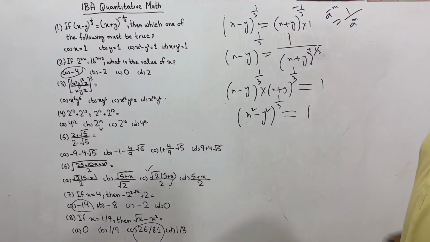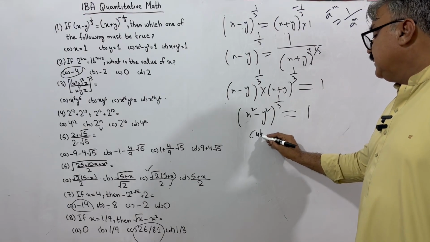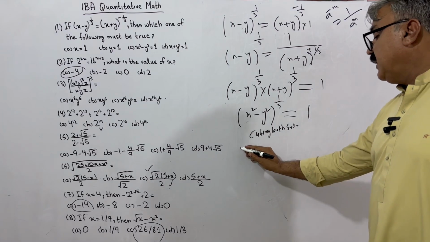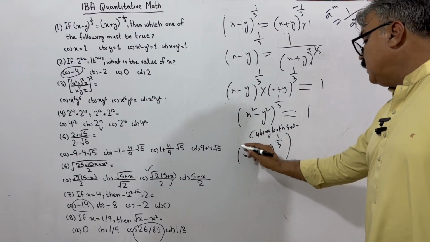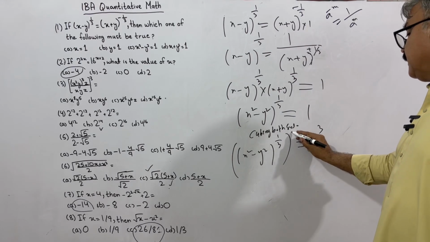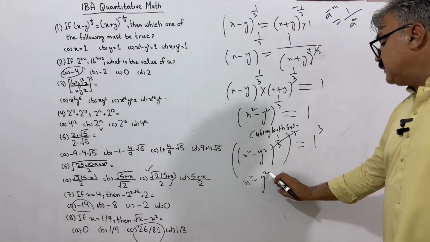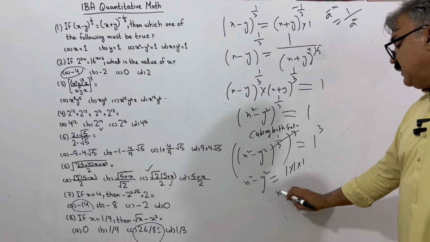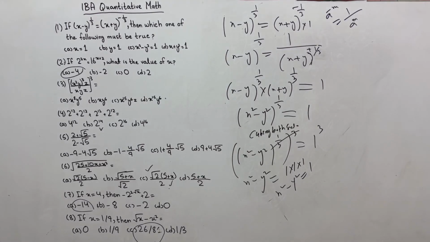In order to get rid of 1 upon 3, taking cube of both sides. So I have (x square minus y square) raised 1 over 3, overall cubed, is equal to 1 cubed. Taking cube, the 3s cancel out. So I have x square minus y square. Cube of 1 is 1 times 1 times 1. So x square minus y square is equal to 1.